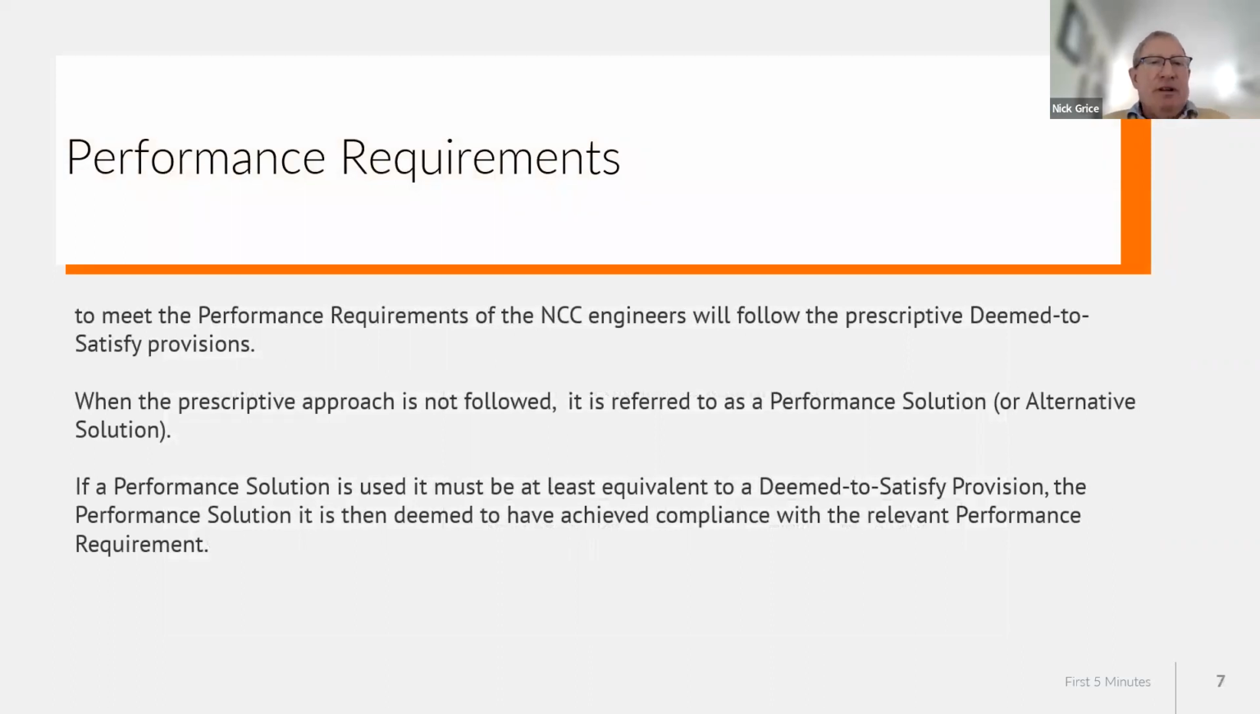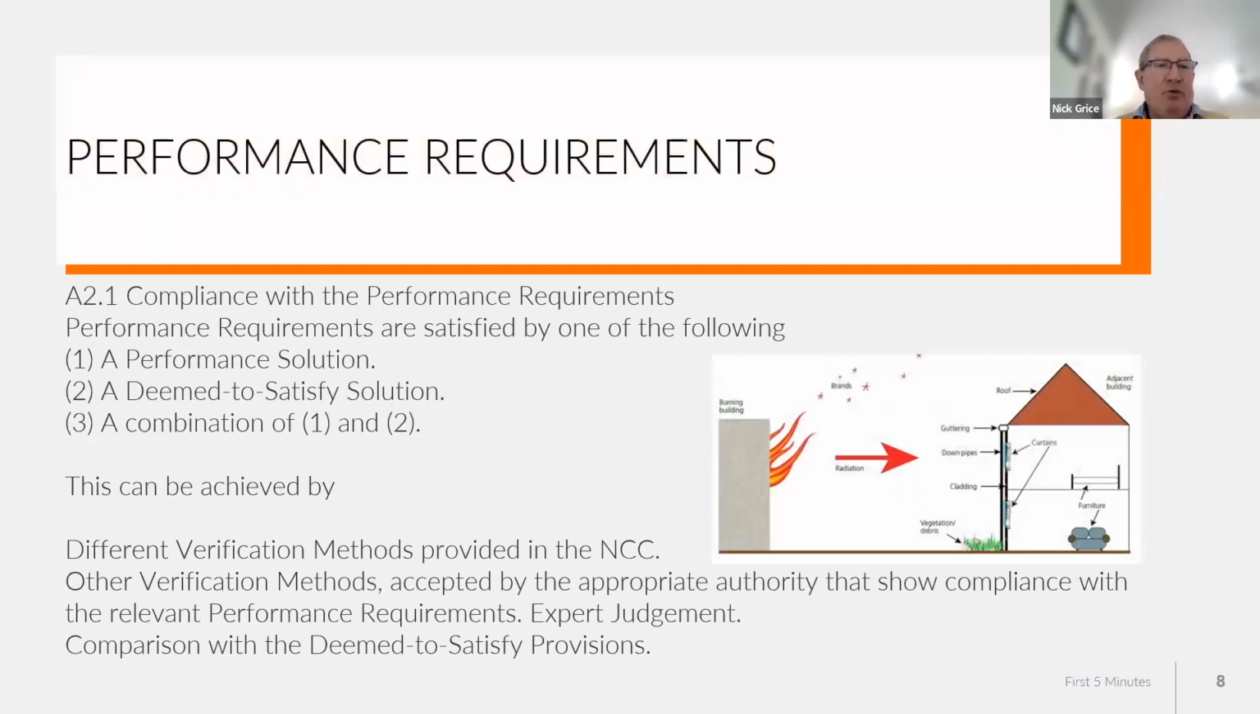Everyone? Good. So it's got to be at least a deemed to satisfy provision, or a combination of deemed to satisfy and the performance solution. You can have a combination of the two, but together they have to satisfy the performance requirements of the building as set out in the National Construction Code. It's achieved by different verification methods, which are provided in the National Construction Code. You've got verification methods like quantitative, qualitative, probabilistic, deterministic approach, comparative, or expert judgment, or they can compare it with deemed to satisfy within the National Construction Code.